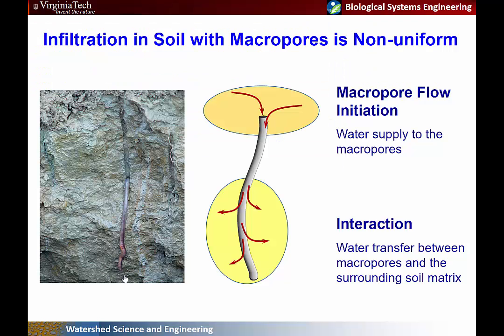And this is just sort of a diagram of what that might look like. So macropore flow initiation: you get water supply into this macropore, either if it's connected to the soil surface, it can infiltrate directly from the soil surface, or there might be a pool of moisture that can access in the subsurface. And then water can flow through this macropore and transfer between that macropore and the soil matrix, or continue flowing much deeper into the soil profile.